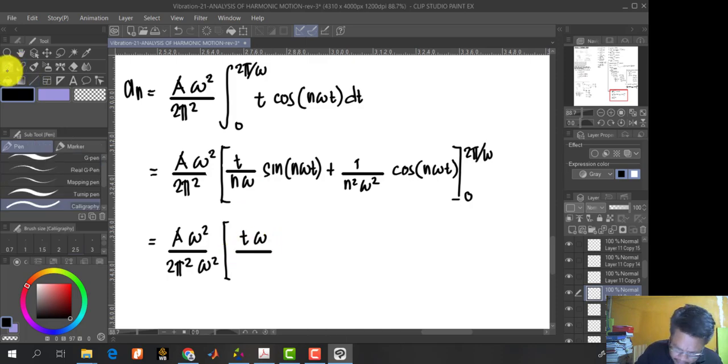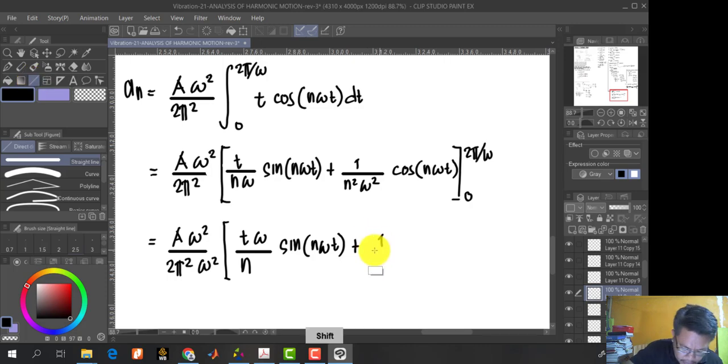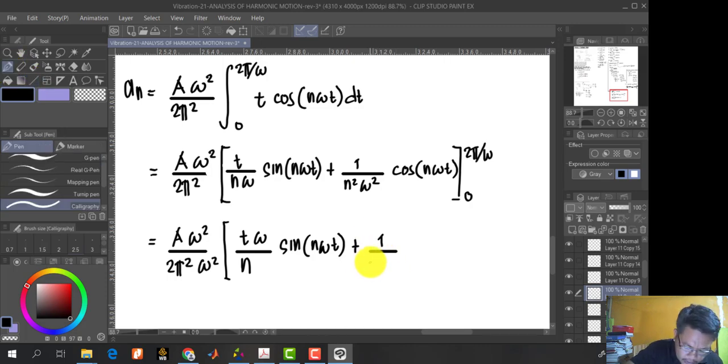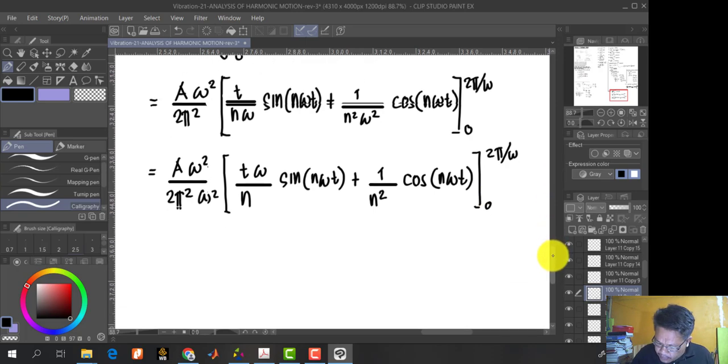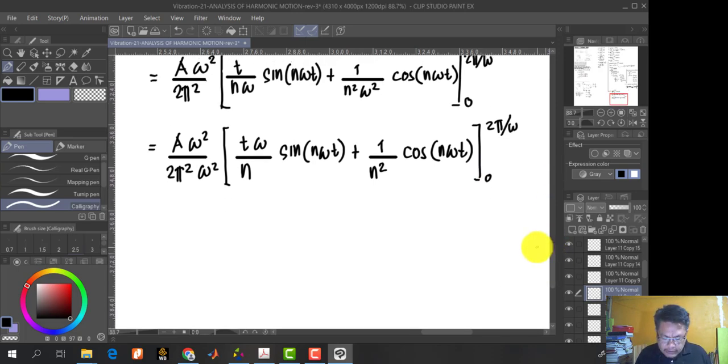So I can write here that will be my n. And this is sine n angular velocity times time, then plus na dito, then we have your 1. That will be all over, so that will be n squared na. So since wala na tayong pinactor natin, so we can multiply this one, cosine n angular velocity times time. So again, close parenthesis natin ito. We have 2 pi angular velocity and we have a value of 0. So we can substitute now yung values nito.